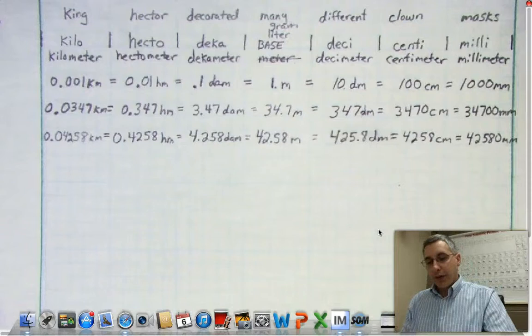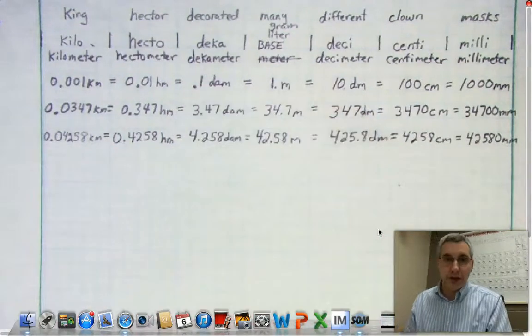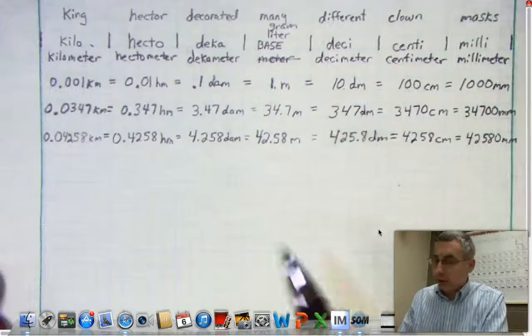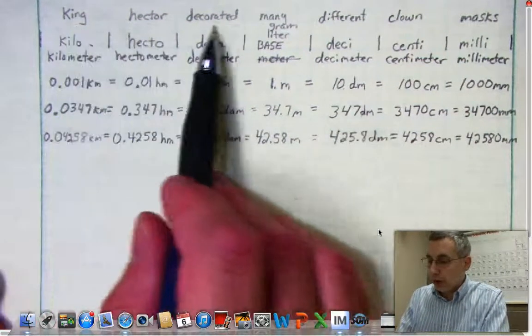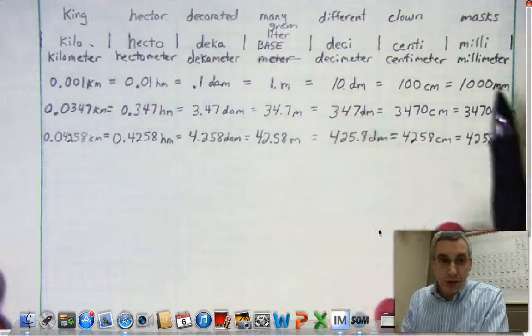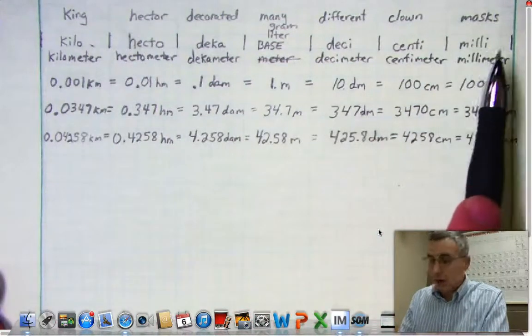And now also keep in mind, there may be times when you're given a question and you don't have this nice chart in front of you. And, well, that's not a big problem though, because if you remember, King Hector decorated many different clown masks. You can easily recreate this chart. Just make sure that you start with kilo on the left and work toward milli on the right.